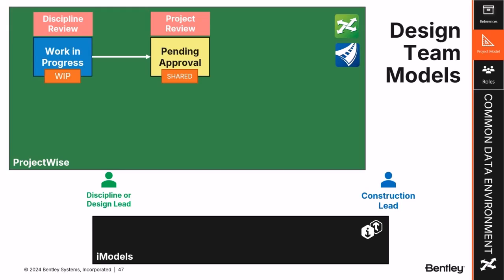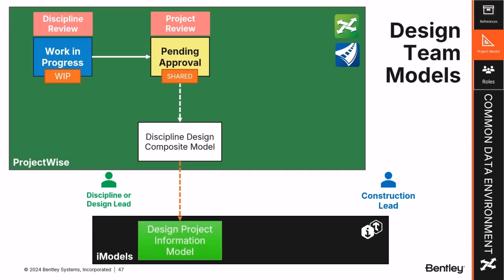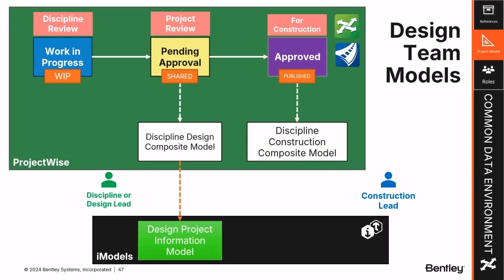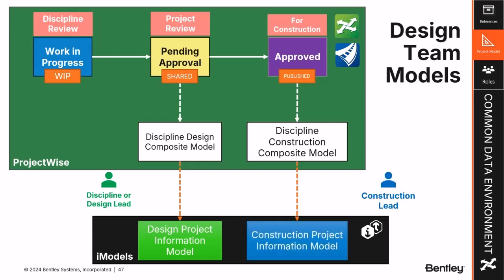And then the BIM manager discipline would be able to attach that to the composite model for the design. And when they did that, then we would have an iModel that would be triggered to update for the project information model from their composite model. And then when we approved it, then we were saying that that was going to be published for construction. And at that time, the construction discipline lead would be able to attach it to their composite model. And on the next run of that connector to their information model, they would see the updates.